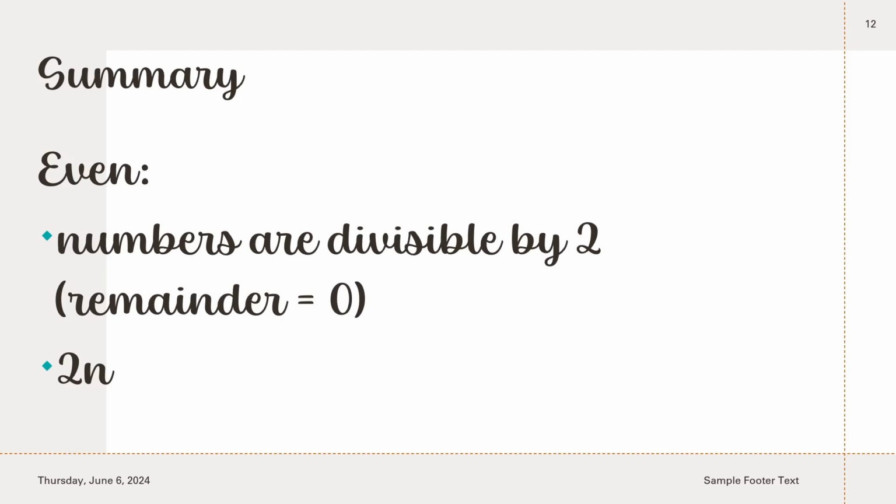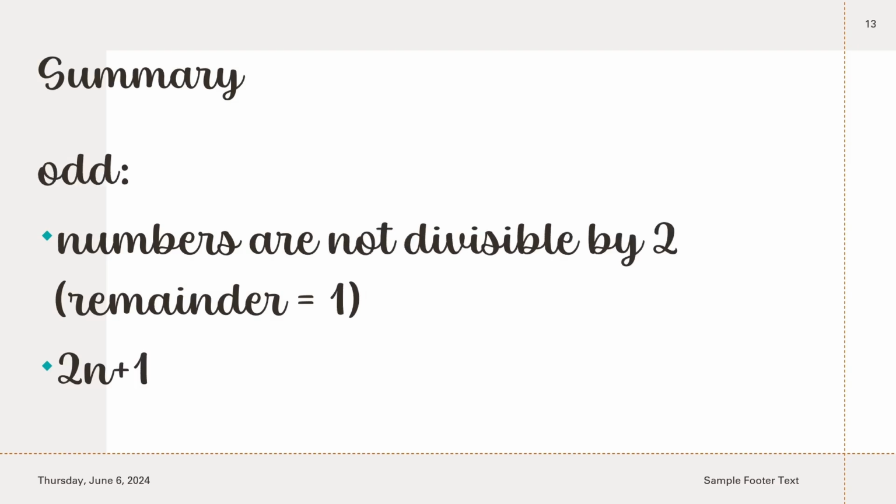Let's do a quick recap. Even numbers are divisible by 2 without a remainder, and they follow the formula 2n. Odd numbers cannot be evenly divided by 2 and follow the formula 2n plus 1.